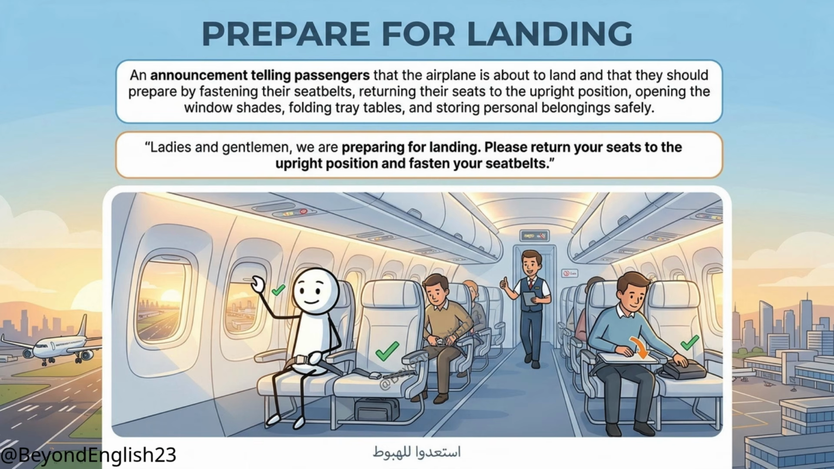9. Prepare for landing. This announcement tells passengers that the airplane is approaching its destination, and they should get ready for landing by fastening seatbelts, returning seats upright, and storing personal items safely. Before landing, the airplane usually descends, which means it moves lower from its cruising altitude toward the airport.